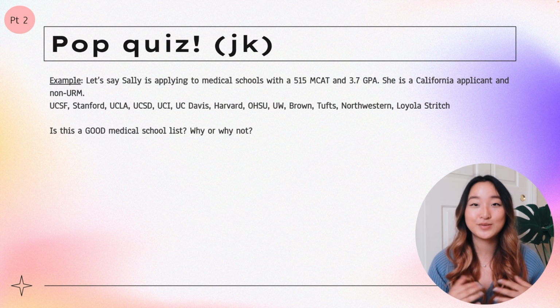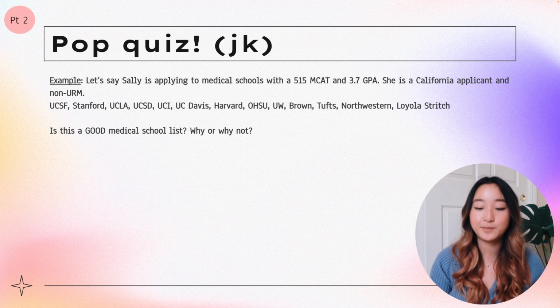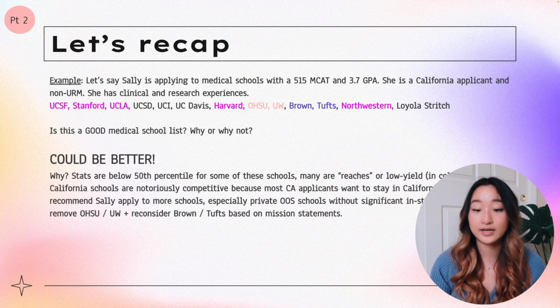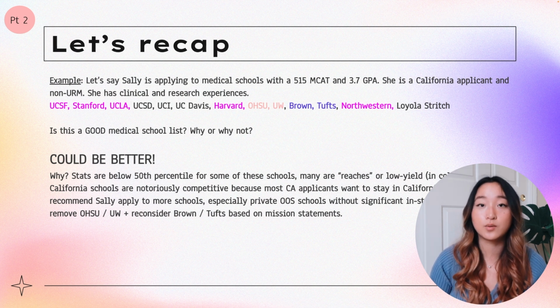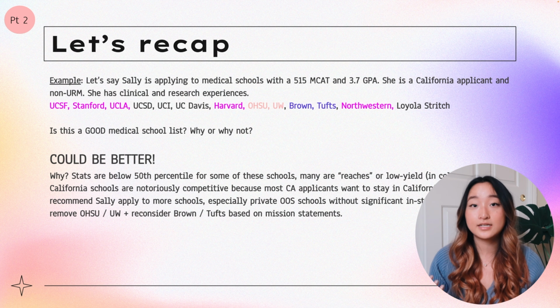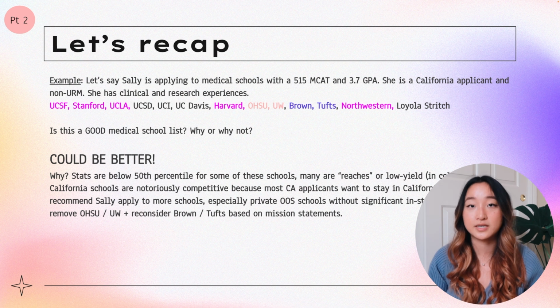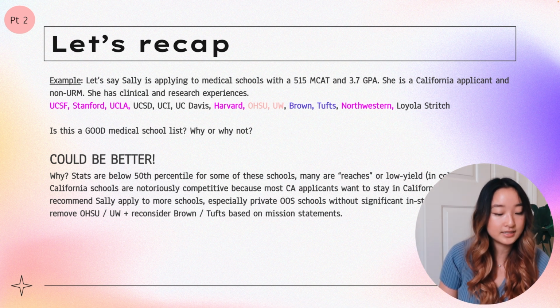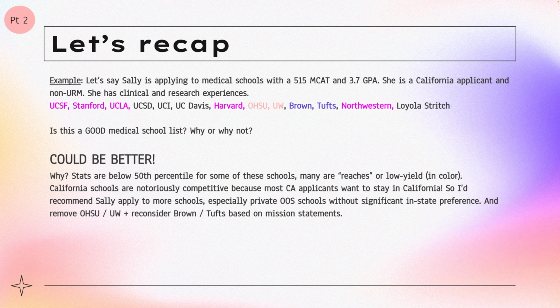Alright, now that you've had some time to think about it, I would say that this could be a better school list. As you can see, the schools highlighted in bright pink are definitely very competitive schools, and they have median stats that are above her range. And she's also applying to 4 schools that are either low yield or do not favor out-of-state applicants. For applicants from California and New York especially, these states tend to be notoriously competitive when applying to medical schools because folks tend to want to stay within their home state. So I'd recommend Sally apply to more schools, especially out-of-state private schools without significant in-state preference. And I'd also remove OHSU and UW and reconsider Brown and Tufts based on their mission statements.